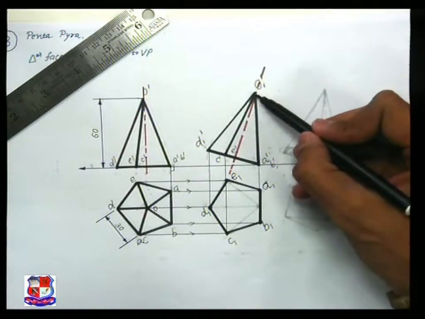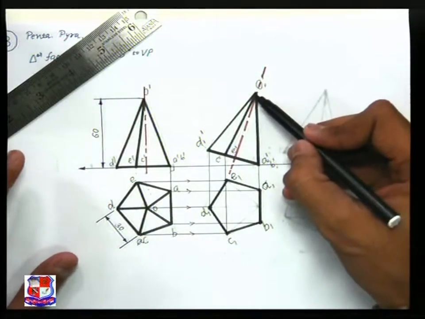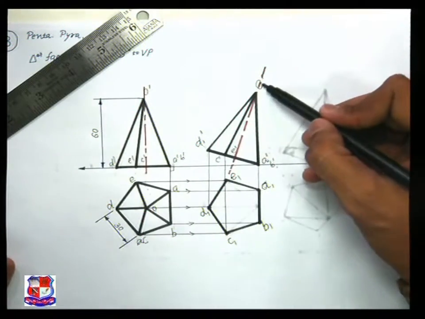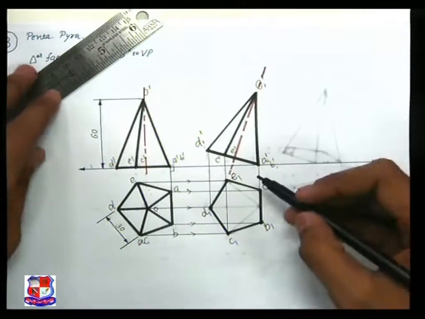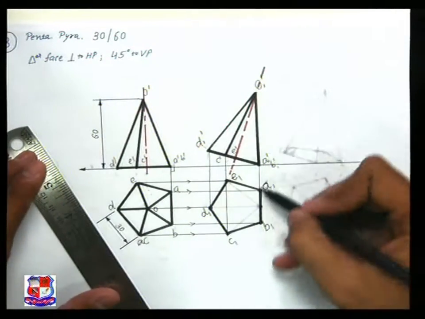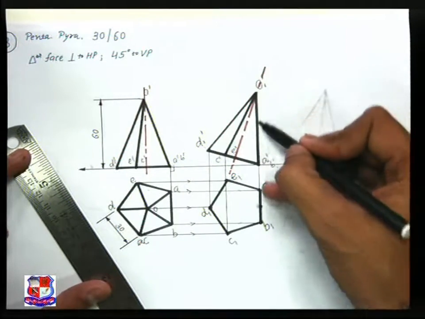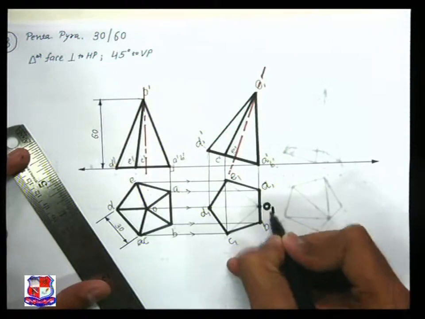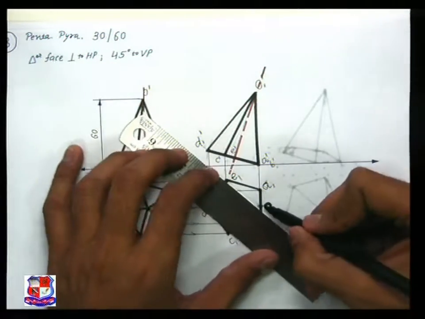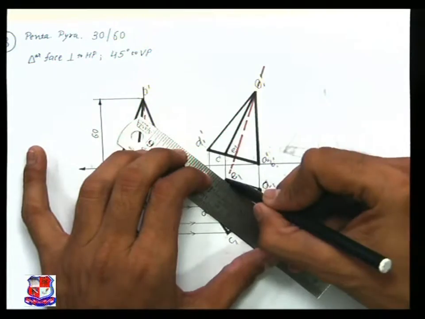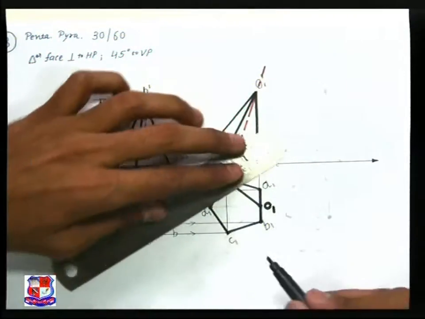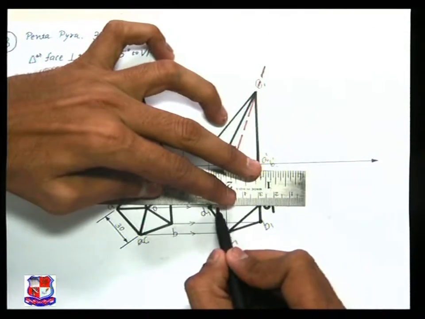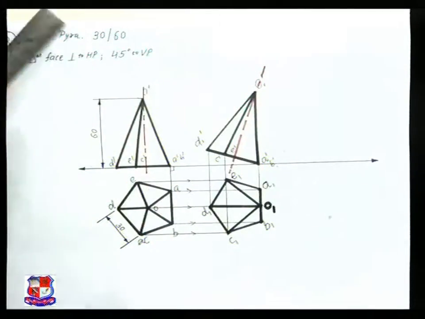Now think about this apex point and these slant edges. Apex point O1 dash to D1 dash, O1 dash to C1 dash, O1 dash to E1 dash. So for those edges, apex point O would be somewhere here. For that, draw a vertical line from point O1 dash and a horizontal line from point O. So here is the apex point, name it O1, and join this apex point with all the points. O1 to E1 with a full line, O1 C1 with a full line as it's visible, and O1 to D1 with a full line as it's visible.